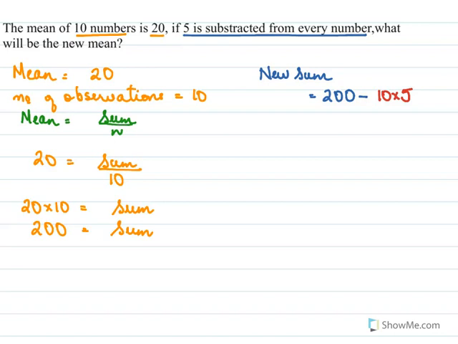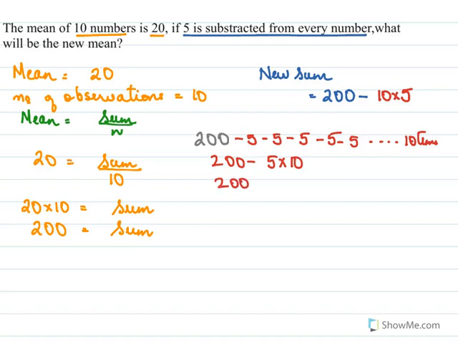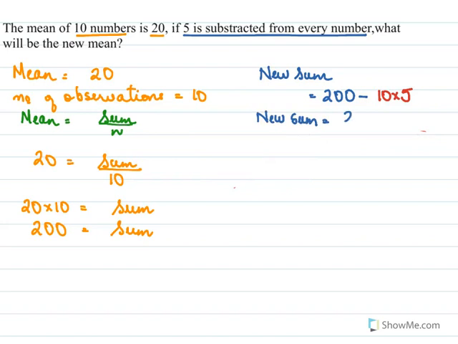From each number, 5 is subtracted. So from 200, just to explain this part, from 200 you will do minus 5, 10 times from each number. It goes like this 10 times. So it will be 200 minus 5 into 10, or you can say 200 minus 10 into 5. So that will be 200 minus 50, which is 150. That is the new sum.